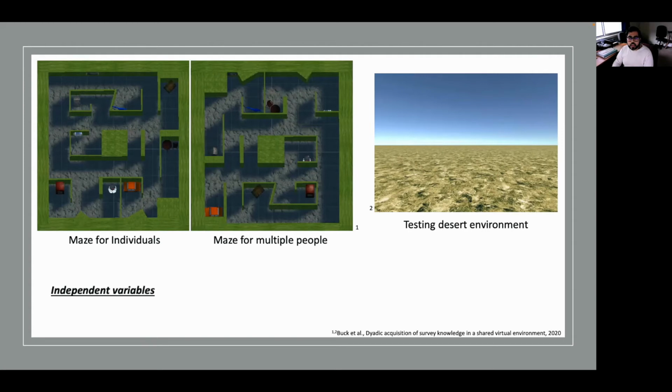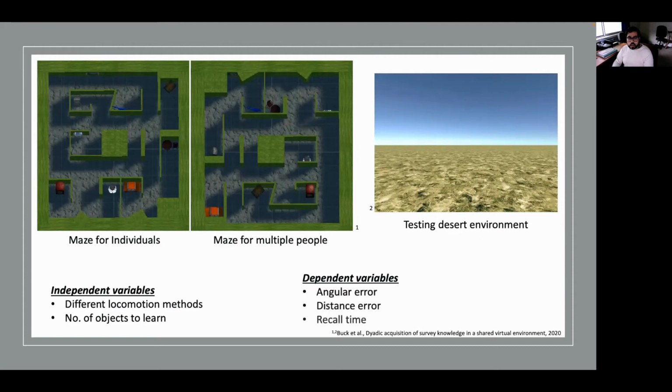So, the main independent variables of my overall research are different locomotion methods and number of objects to learn in the maze. And the main dependent variables of my overall research are angular error, distance error, and recall time, as previous research used these variables as the metric to measure survey knowledge of individuals or dyads.